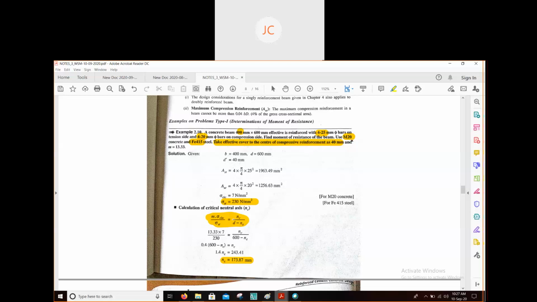Okay, here you do one thing. Use M25 grade of concrete and Fe415 steel. Effective cover to compressive reinforcement is same. Now in this case, M will be different. You have to find it out. M is not given.